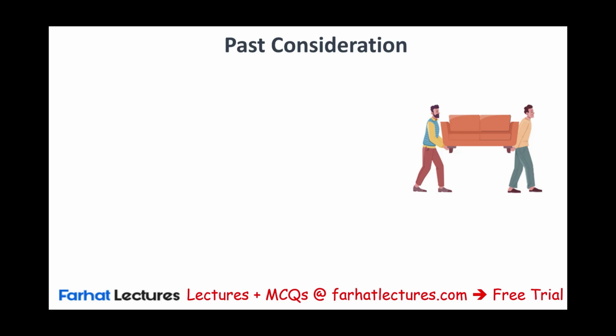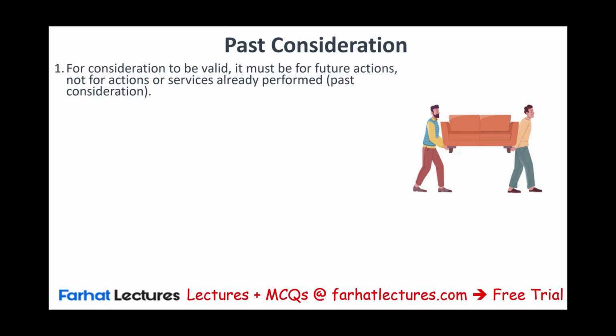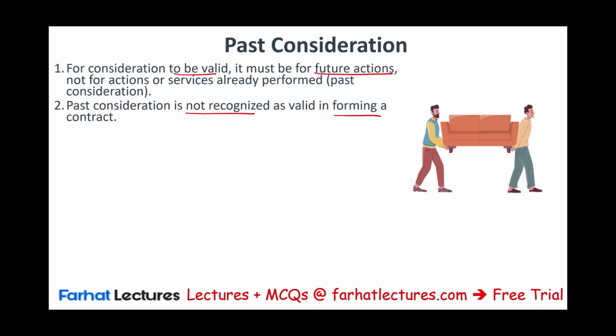How about past consideration? Well, if I did something for you in the past and now you promise me something, can I hold you accountable for that? Well, for consideration to be valid, it must be for future action, not for action or services already performed, which is called past performance. So past consideration is not recognized as valid in forming a contract. So I cannot say, well, because you did this in the past for me, I'm going to give you something and now we have a valid contract.